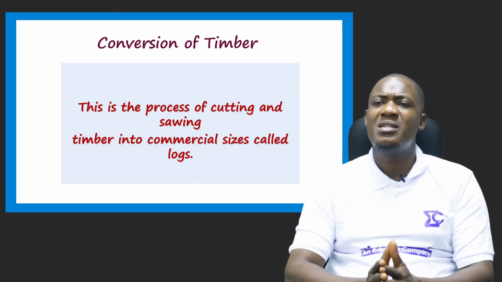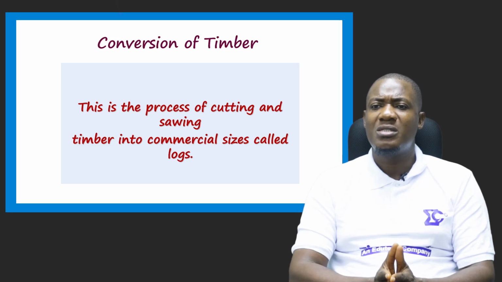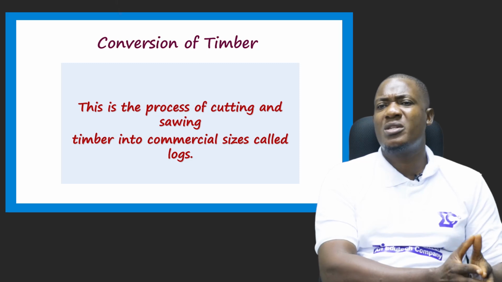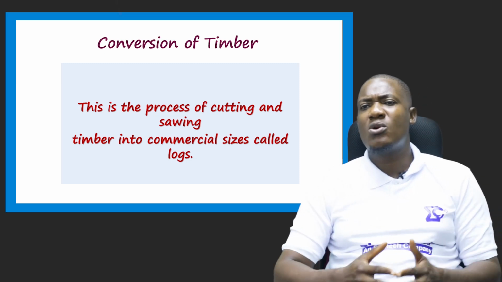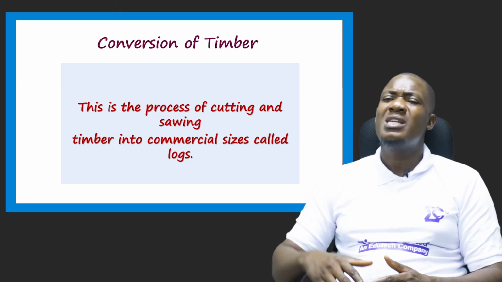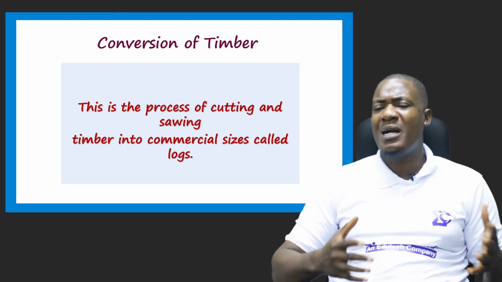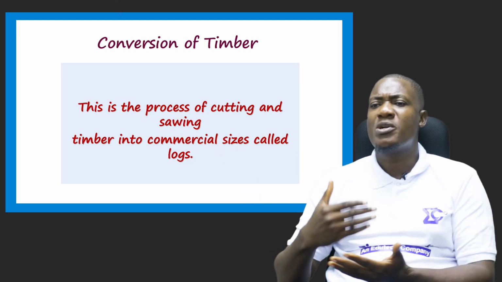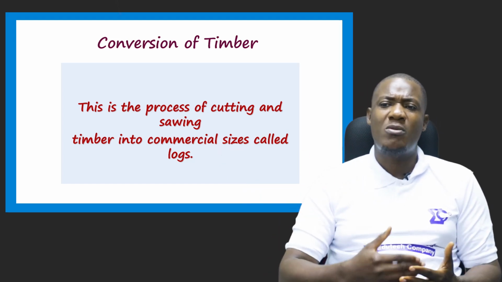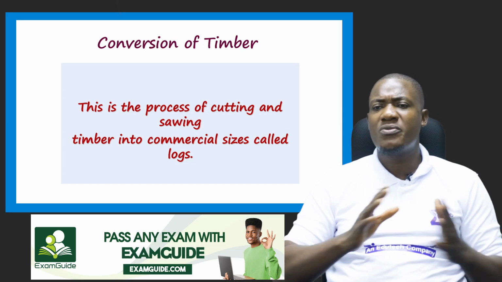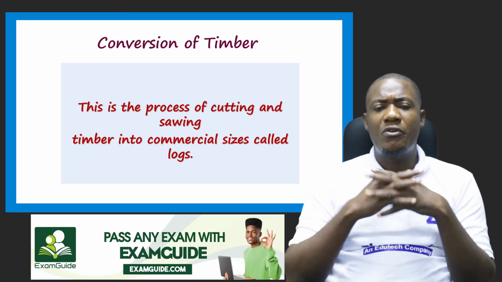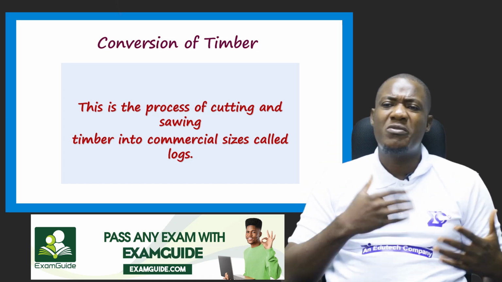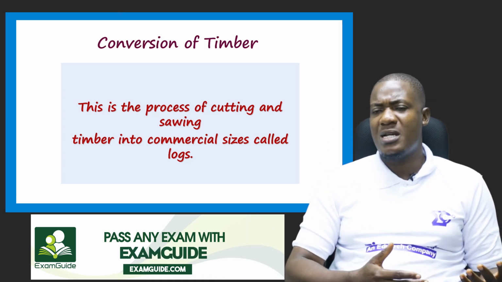Now, when these trees are felled, they are cut into transportable sizes that we call logs. These logs are carried by trucks to the sawmill, where they will be cut into commercial sizes that we can use for either furniture making or roofing. These logs will be converted into these commercial sizes.